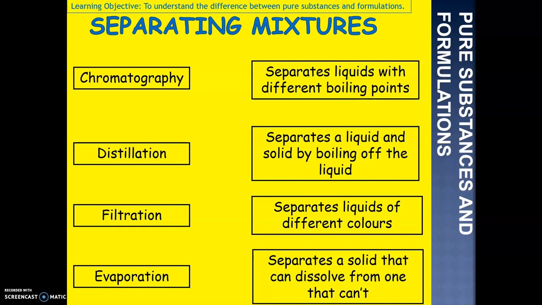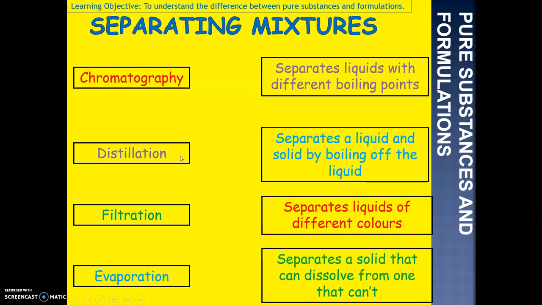So chromatography, that's simply just separates liquids of different colours. So that is the third one here. Distillation separates liquids with different boiling points. So you could have a mixture of two different liquids, ethanol and water. Because ethanol has a lower boiling point, it will boil first, and then you can condense it and separate it out into liquid of only ethanol.